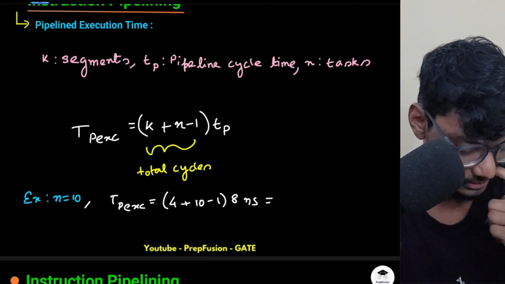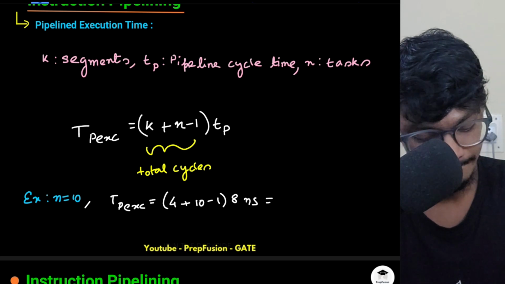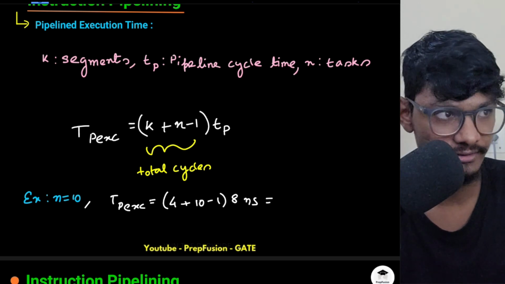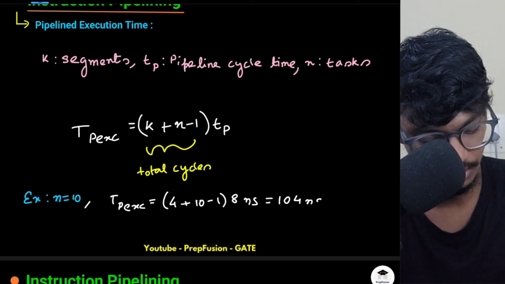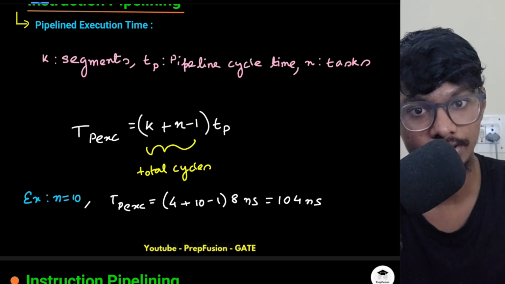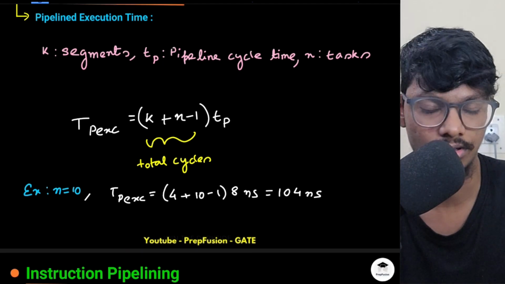So this is actually 13 times 8. So that is 104 nanoseconds. Okay, for the pipeline system.